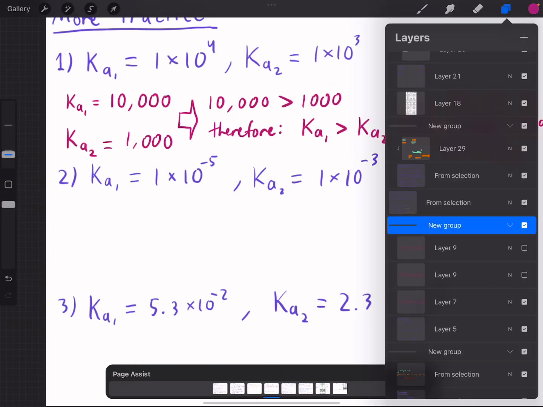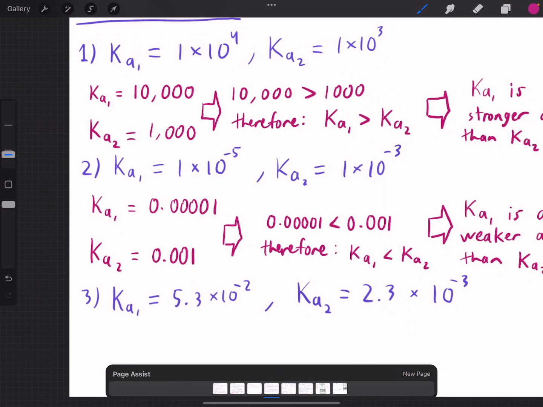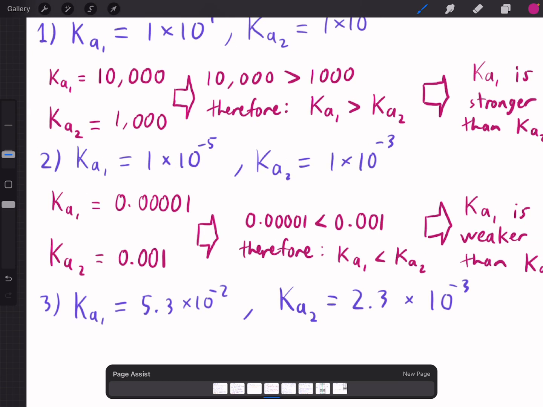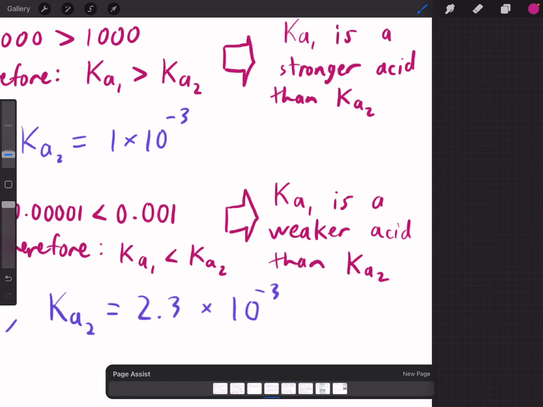And so, once again, here is example 2. So now I did it the opposite where you have very tiny numbers. So for Ka1, it's 4 zeros in front of 1 and a decimal point, very tiny. Ka2 is, of course, much larger than that value of Ka1. And since Ka1 is less than Ka2, Ka1 is a weaker acid than Ka2.